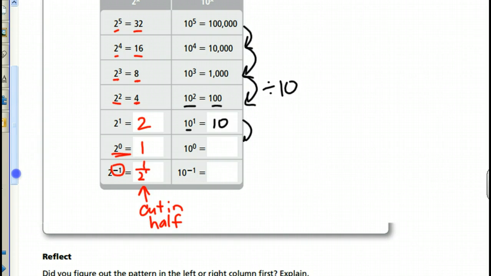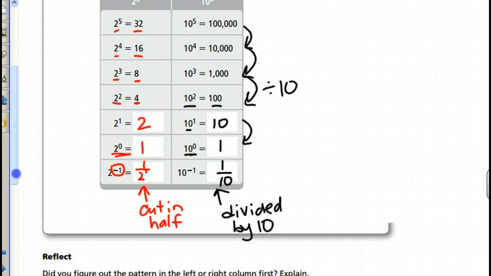So what's 10 divided by 10? Well, that's again going to give us 1. So 10 to the 0 is 1. Now again, 10 to the negative first, we just put that over a 1, or under a 1, and we get 1/10. So for these, they're not getting cut in half. Instead of being divided by 2, they're being divided by 10.